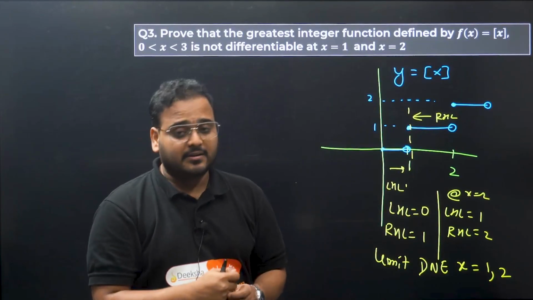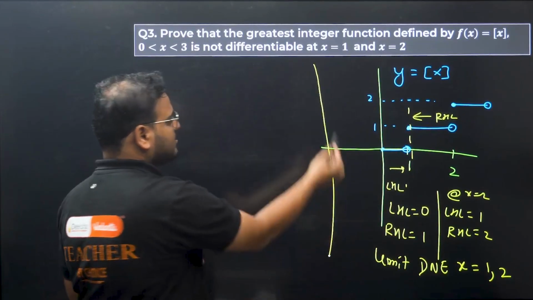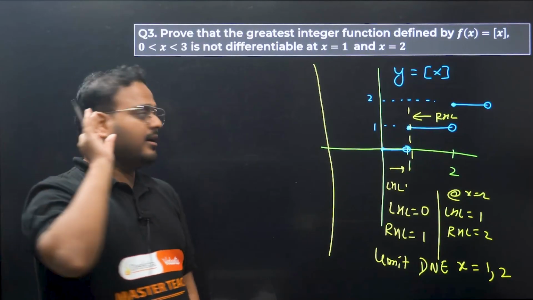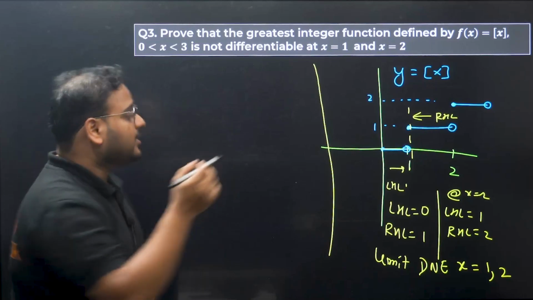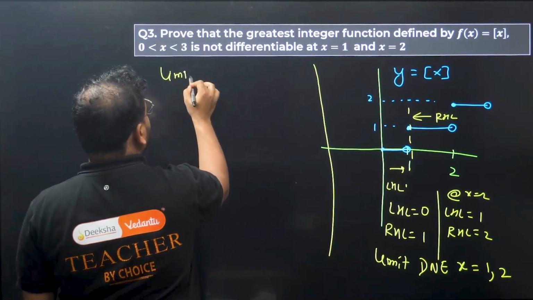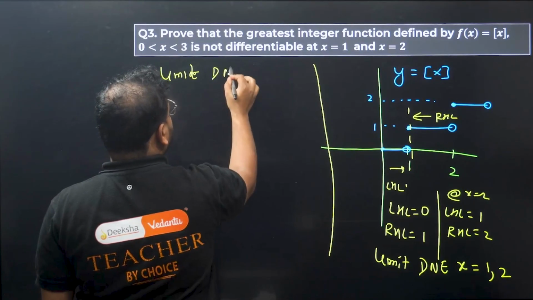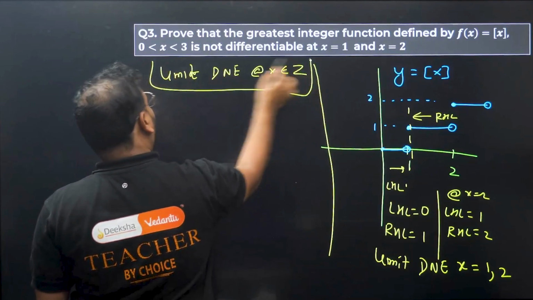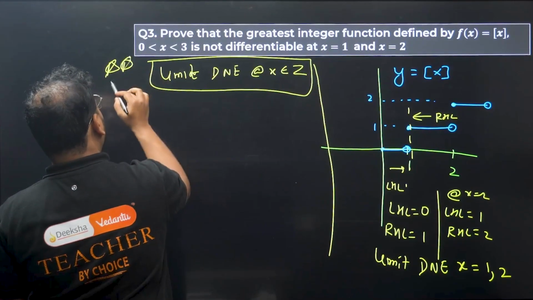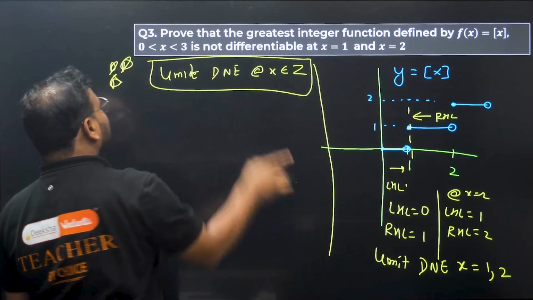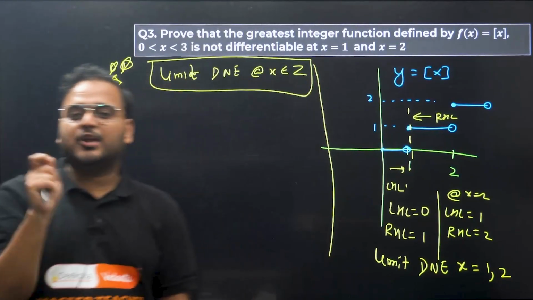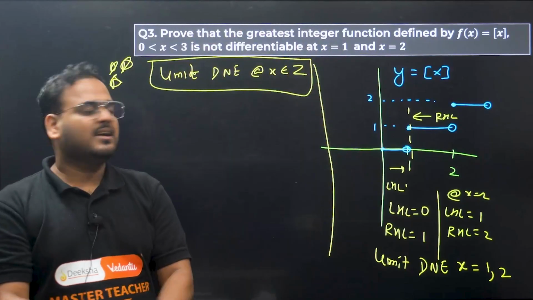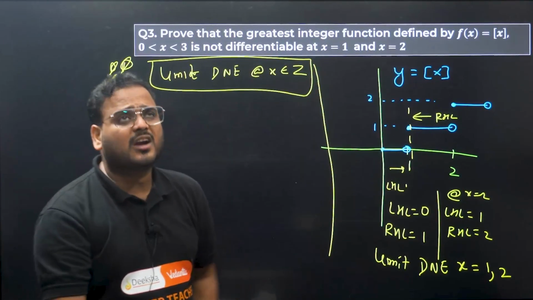The basic understanding is, if this question is coming as MCQ, understand this very clearly. Any greatest integer function will have limit non-existing at x belonging to integers. For all the integer values in the domain, the limit of the GIF function does not exist. It means non-continuous, sir.